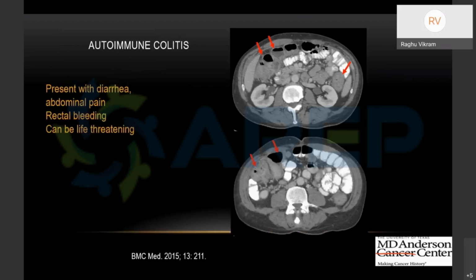For example, this is an example of a patient with autoimmune colitis. The colon is a little thickened. Not a great image, but you can see here there is a lot of circumferential thickening of the colon.